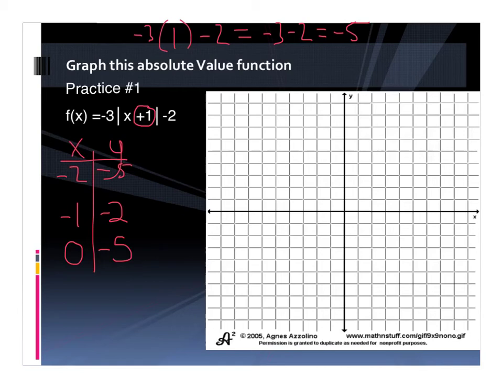Okay, let's plot them. -2, -5, right over here. Then we have -1, -2, which is right here. And then we have 0, -5 right over here. Let's connect the dots. There we go. Now it makes sense. It's upside down because it was negative. It flips it. That 3 makes it even more narrow than the 2 made it last time.